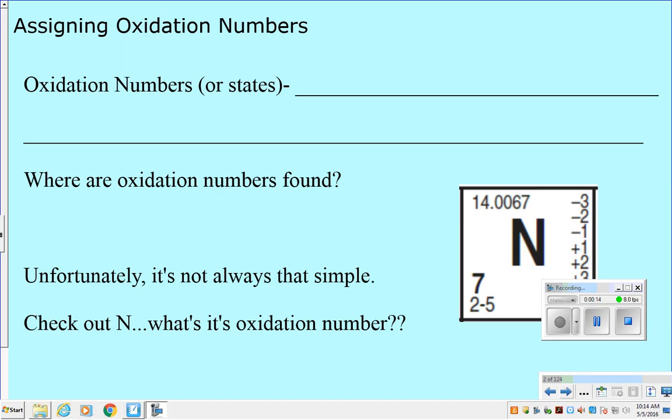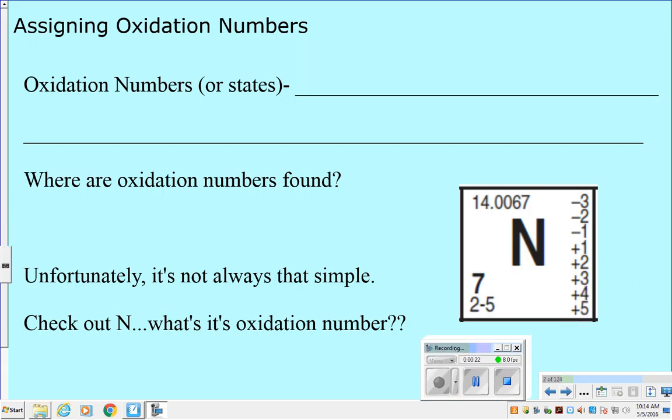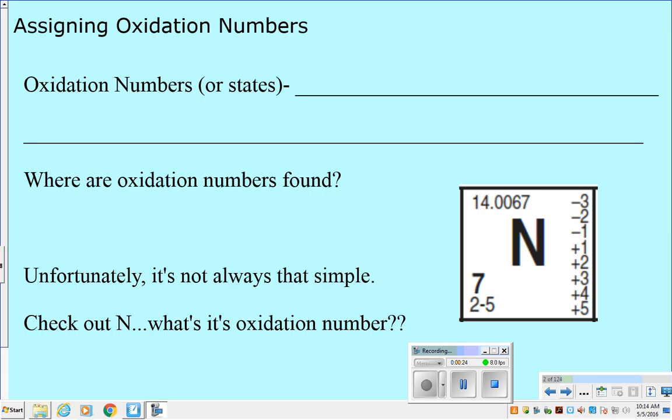First thing that we're going to need to be able to do in this unit is assign oxidation numbers, or oxidation states as they're also known. It's really important to understand that this part of this unit is something that you need to have a good handle on before going forward. If you can't properly assign oxidation states, the rest of this unit is going to be extremely difficult.